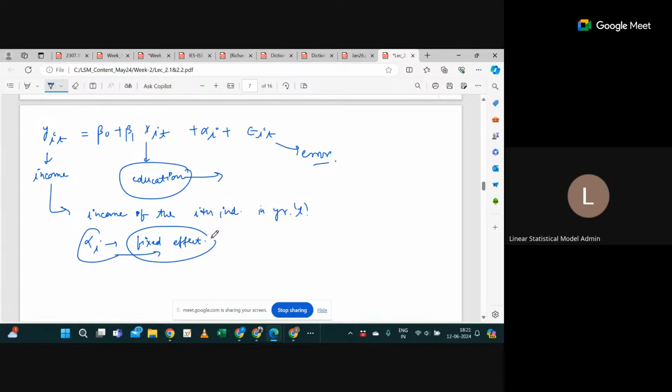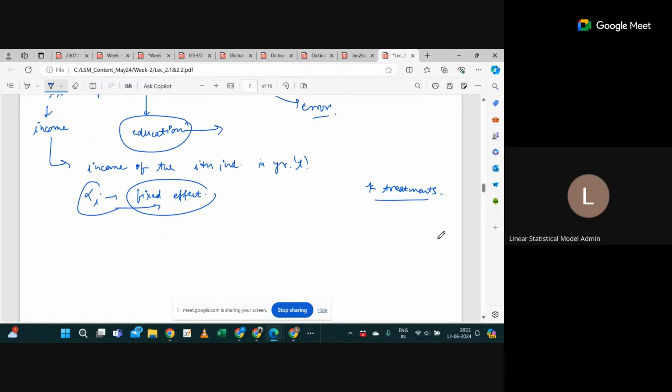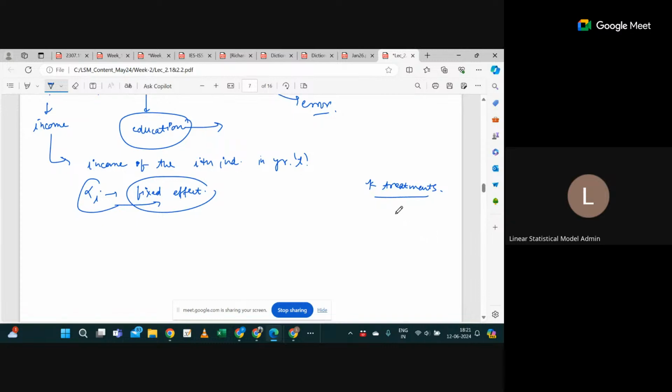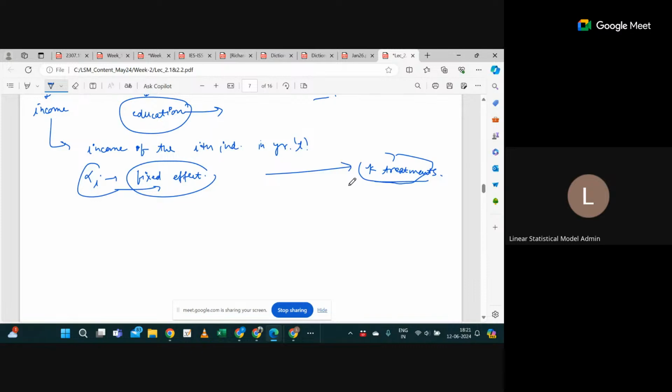So why? What is the meaning of fixed? Suppose, for example, I have k treatments, then I'm going to use all k treatments. Or else I know these are the particular k treatments I'm going to use; there is no change. So this is something fixed, right? I'm going to take all the things. What about the random effect model? Did you get some sort of idea, or is some confusion still there?